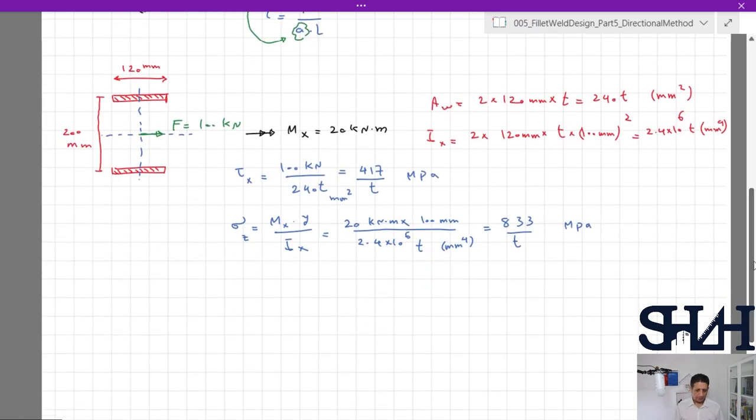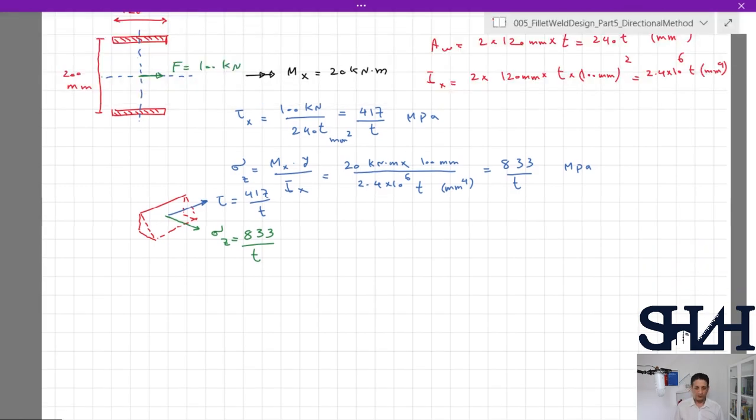Now, if we look at these two stresses in the weld, just a segment of the weld, it's not needed to consider the entire weld. We have sigma, which is in this direction, 833 divided by T, and we have the shear stress, which is in the longitudinal direction of the weld. We can see that tau in this example is in the longitudinal direction, so it's making tau parallel, but sigma is perpendicular, a transverse stress to the longitudinal direction of the weld. So it's making sigma perpendicular and tau perpendicular.